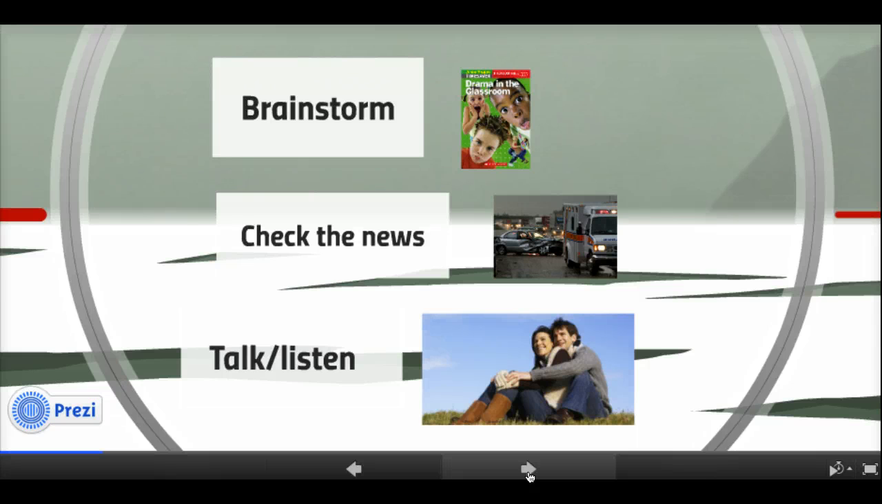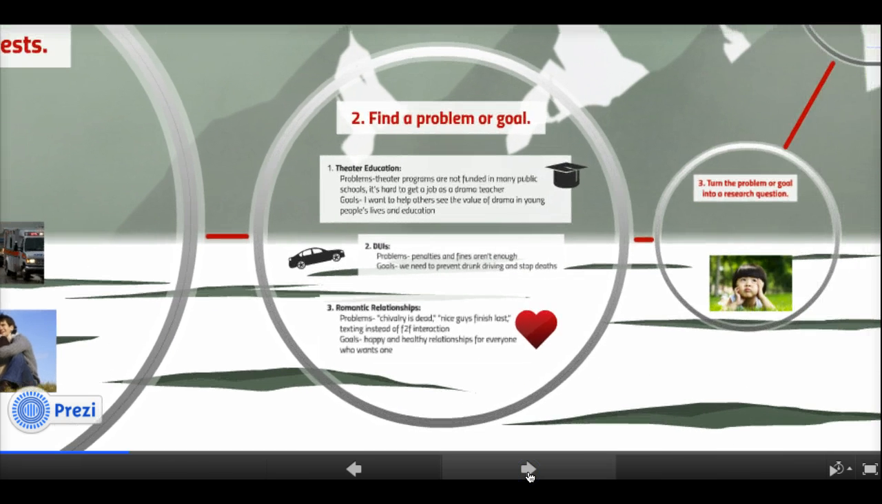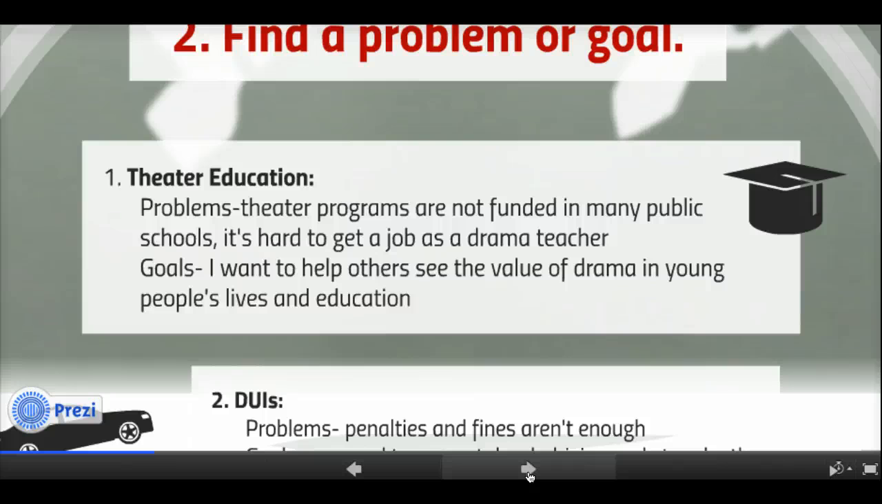So, identifying interests. Hopefully you've been able to do that these last couple of weeks and get an idea of some of the things that you already care about and are already interested in. After you have identified your interests, the next thing is to find a problem or goal within that interest. So let's take theater education, for example, the thing that my one student was really interested in. Some problems that might arise in that area are that theater programs are not funded in many public schools, and it's pretty hard to get a job just exclusively as a drama teacher. Some goals might be that you want to help others see the value of drama in young people's lives and education. Those would be 2 ways to approach that topic.